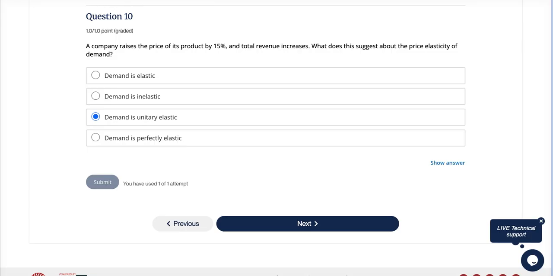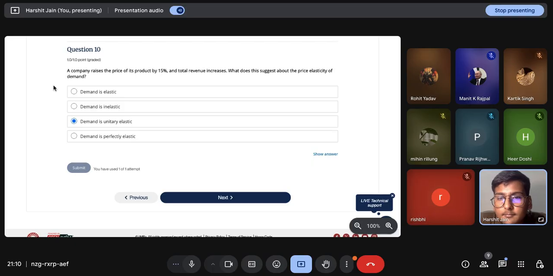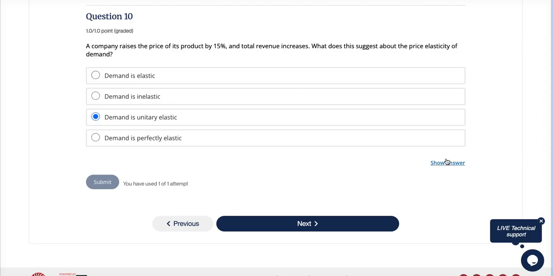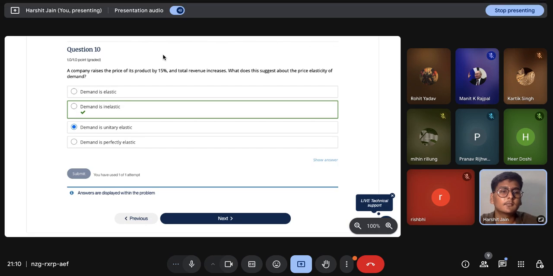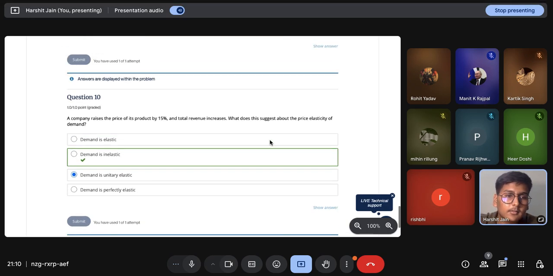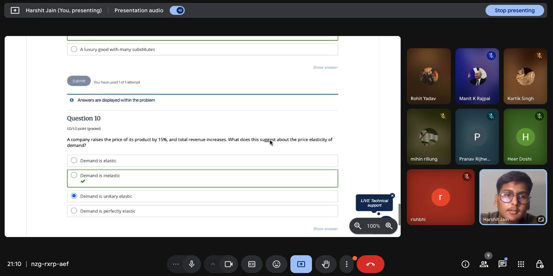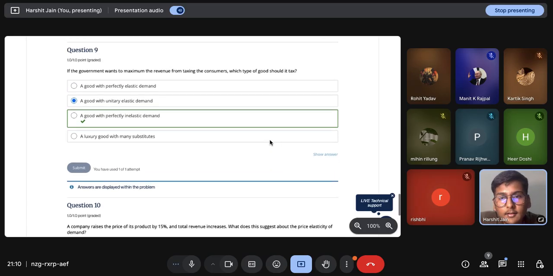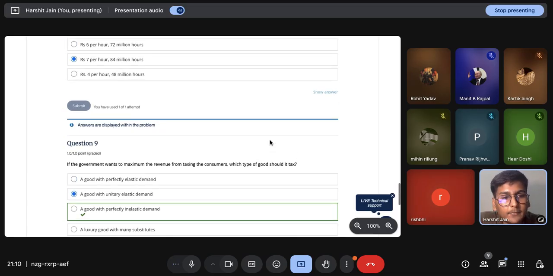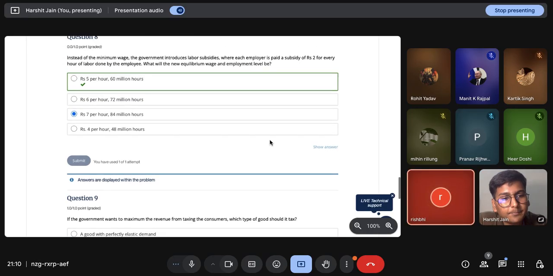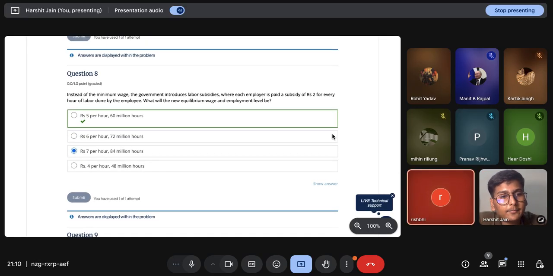Last question. Inelastic. Last. Okay. Do you want me to explain those two questions, or should we move on? I haven't written the theory down. We can move on right now. I will write it and properly explain. Yes, go on.